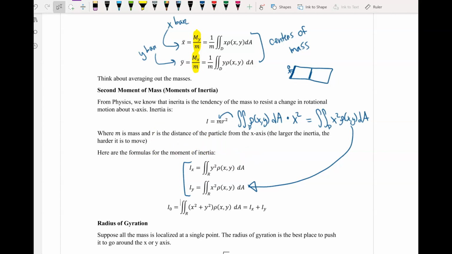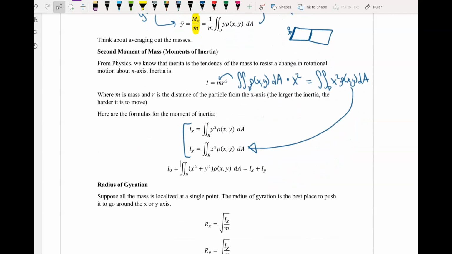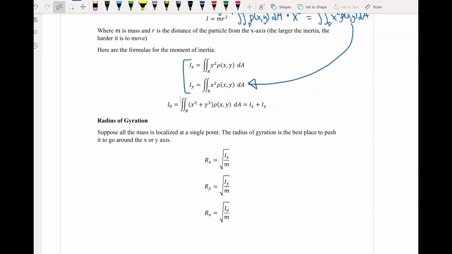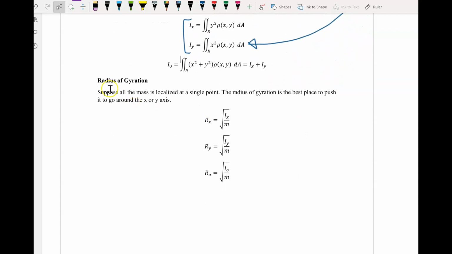All right, now the last topic is radius of gyration. I know I'm throwing a lot of formulas at you, but let's say, for example, our entire mass is located at a particular point, making sure that the inertia itself is held the same. If nothing has changed, what would be the best place to push this thing to make it go around the x or y axis? So we're going to localize it all at a single point.